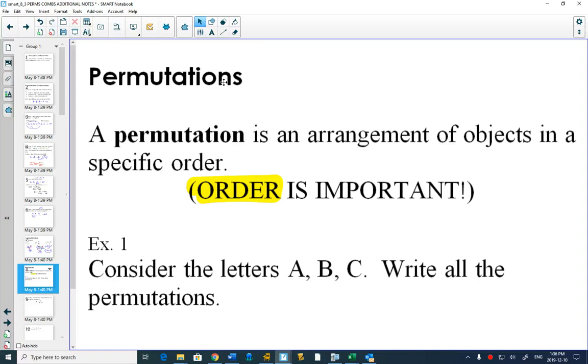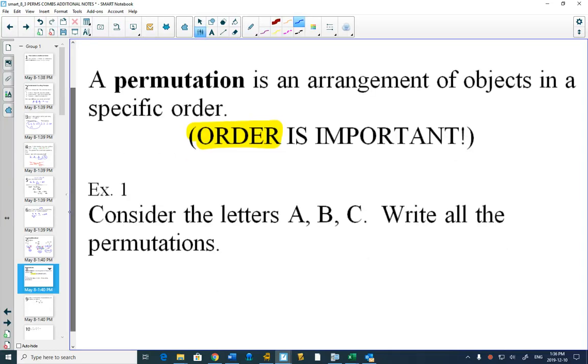So the order matters. But if there was something else where I've got 3 prizes, and the prizes are all the same, if you got to pick first or second or third, if you were one of the 3 that wins the prize, it wouldn't matter what order. You're going to get the same thing. So sometimes order matters. That's a permutation. Sometimes order doesn't matter. That is a combination. And we're going to learn about that later.